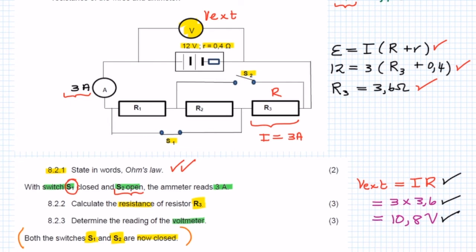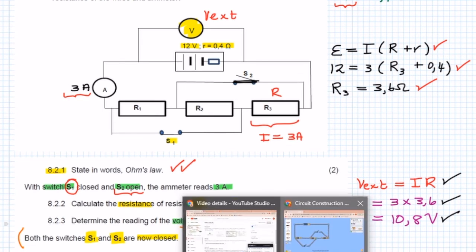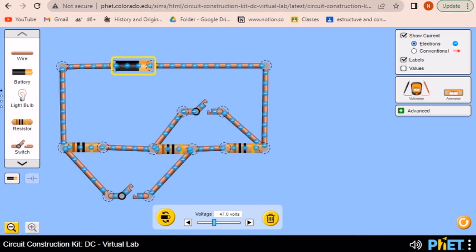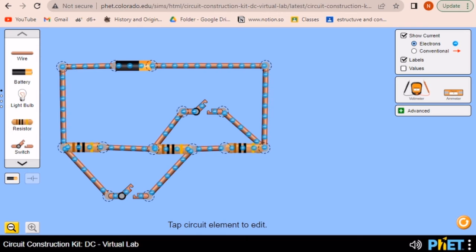We can bring back resistor 1 and resistor 2, and we can close switch 2. Okay, so the question now becomes, what happens when we do this? And the best way I can explain what happens is by making use of a simulation. So over here is a simulation. At the moment, please, none of these values are the same as what is on the question paper. I'm just using this as a simulation to show you how electron flow happens.